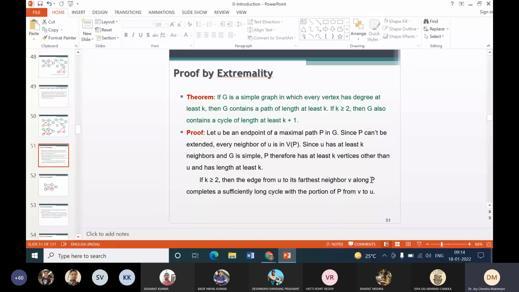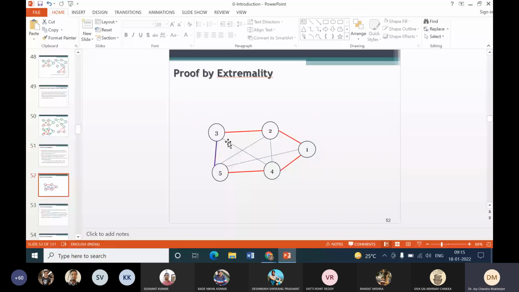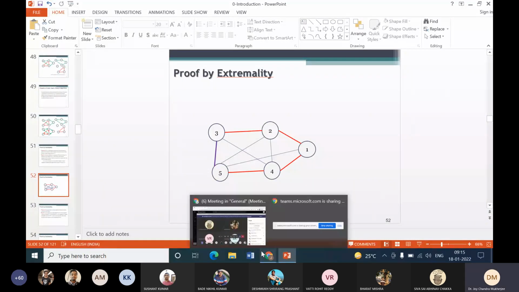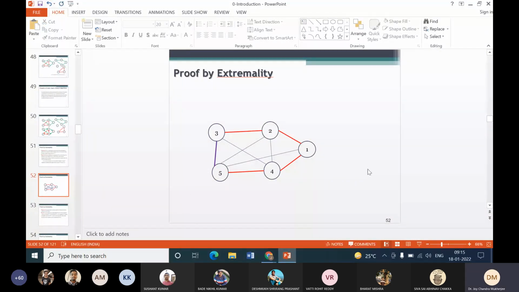So this path has length k, and along with that, the farthest neighbor of 3 is 5, so if I add this edge, it will give rise to a cycle of length k plus 1. Similarly, the farthest neighbor of 5 is 3, so if I add this edge to the path of length k, it will give rise to a cycle of length k plus 1.